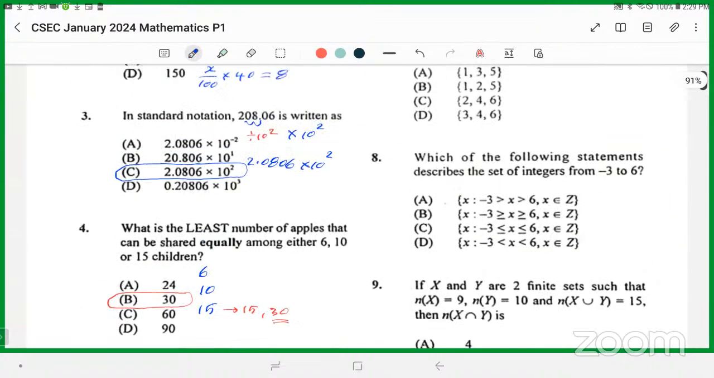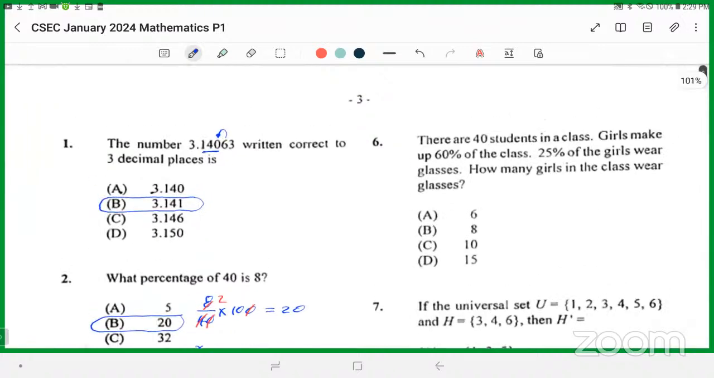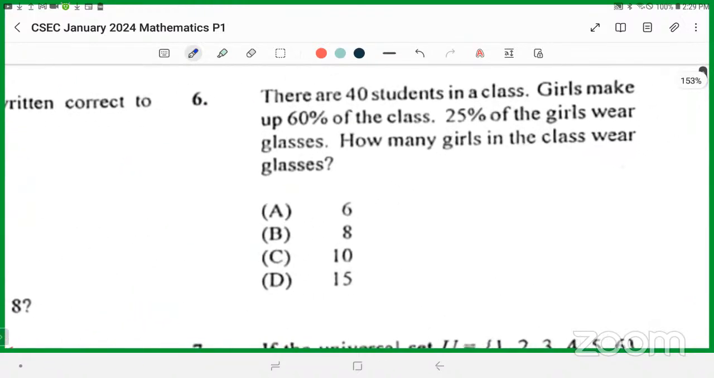Number 6 says there are 40 students in a class. Girls make up 60% of the class. Then it says 25% of the girls wear glasses. So 25% of these girls, who are themselves 60% of the students, wear glasses. The question is, how many girls wear glasses?